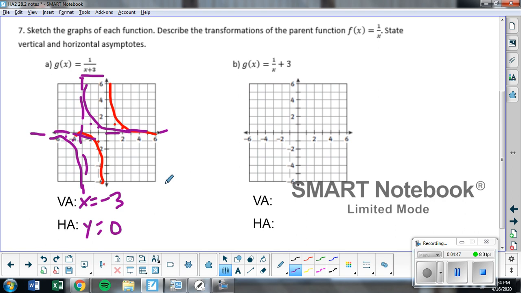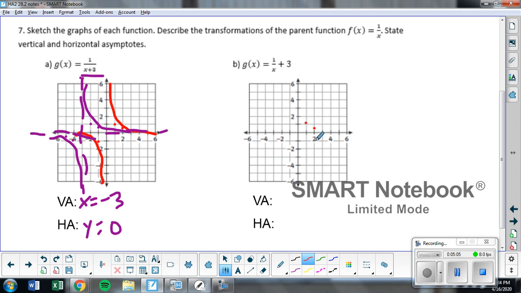I'm really sorry it's messy. I hope that you are understanding. The red is the parent function, and the purple is the after function, the transformed function. You can go ahead and try B on your own if you want to pause it. I will go ahead and do the parent functions the same way in red.